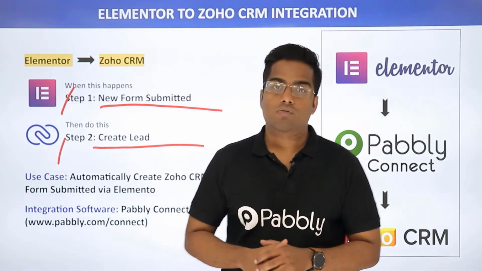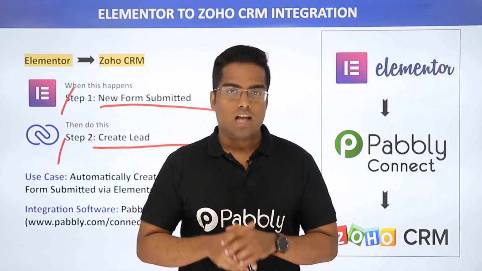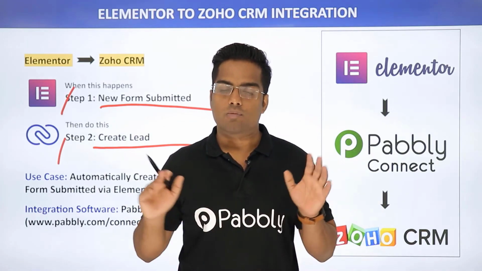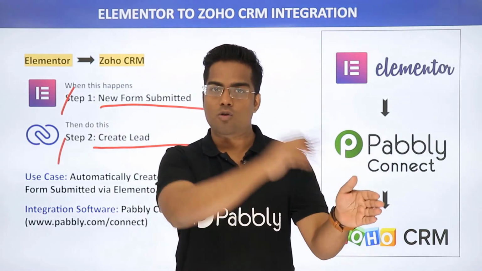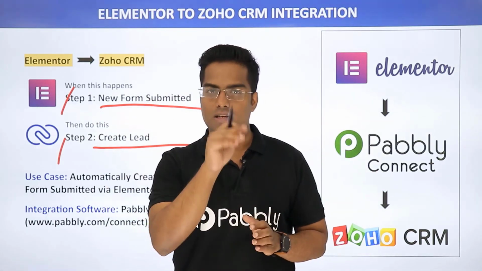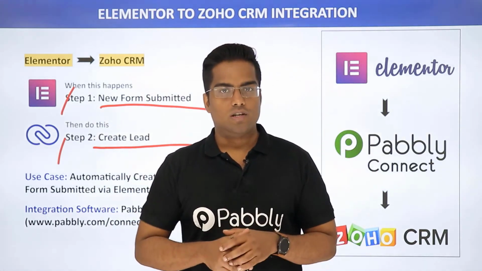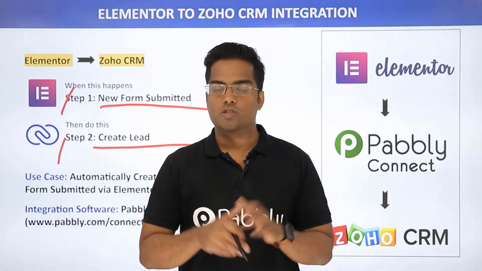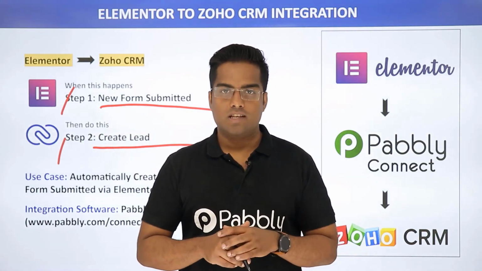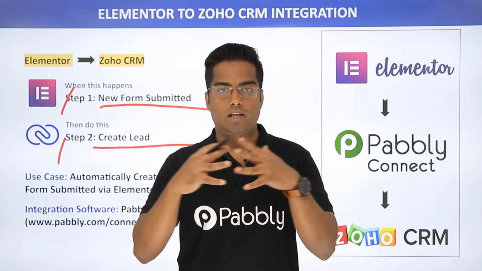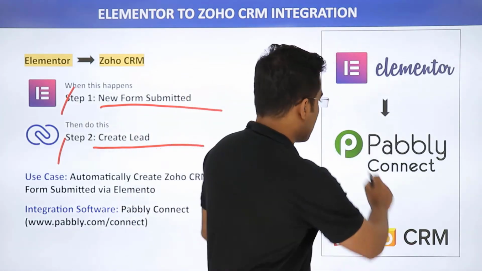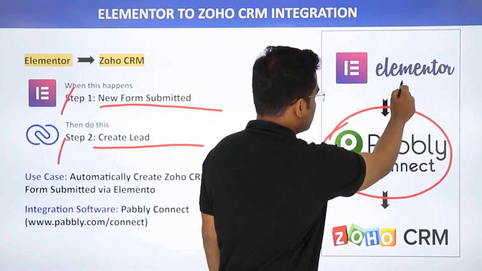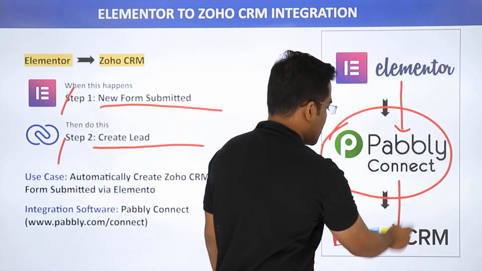Now Elementor is an awesome WordPress website builder, and Zoho CRM is an excellent sales CRM tool. So what we are going to do is send the data from Elementor to Zoho CRM. But there is one minor problem. There is no integration between Elementor and Zoho CRM. So in cases like these, we need to bring a third app to properly connect them both. In this video, we will be using Pabbly Connect to integrate Elementor and Zoho CRM.